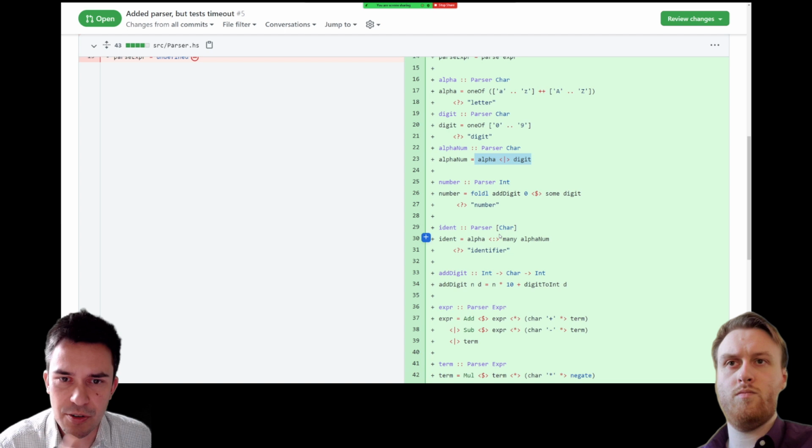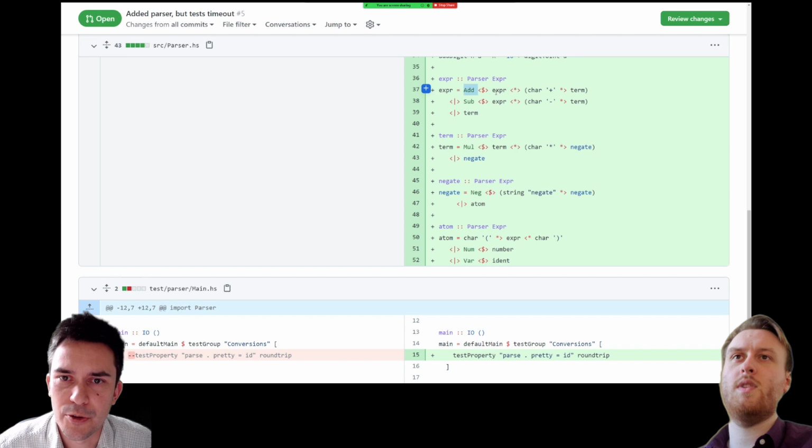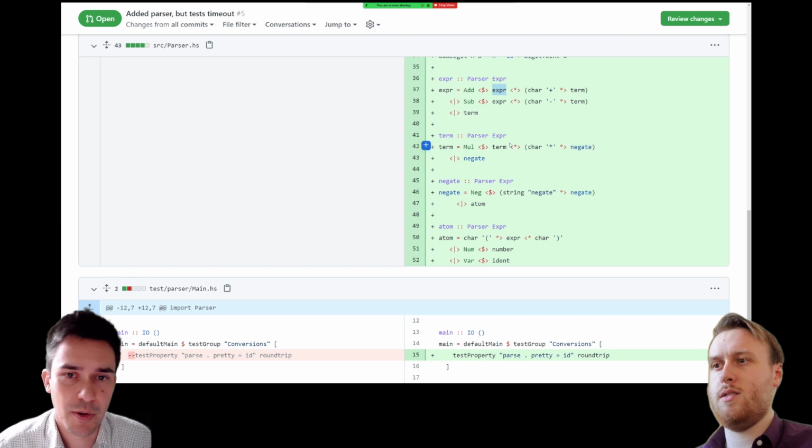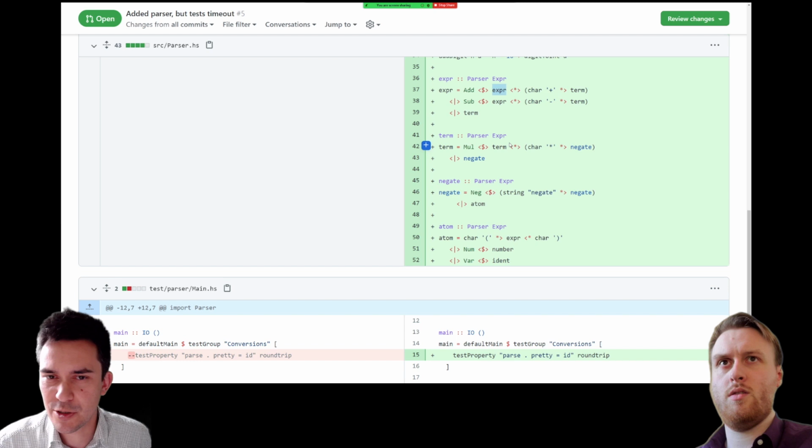And the interesting ones here are the exprs. So you've got an expression, and that's either going to be an add followed by an expression followed by a character, which is going to be the plus or minus, and then a term. And then we can carry on down with terms being muls, which goes down to the negate clause. So this looks pretty standard to me. I don't know what could be going wrong.